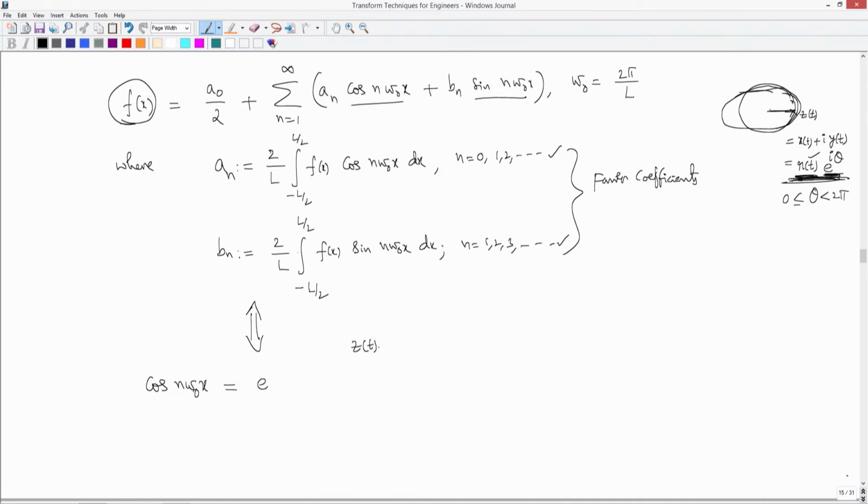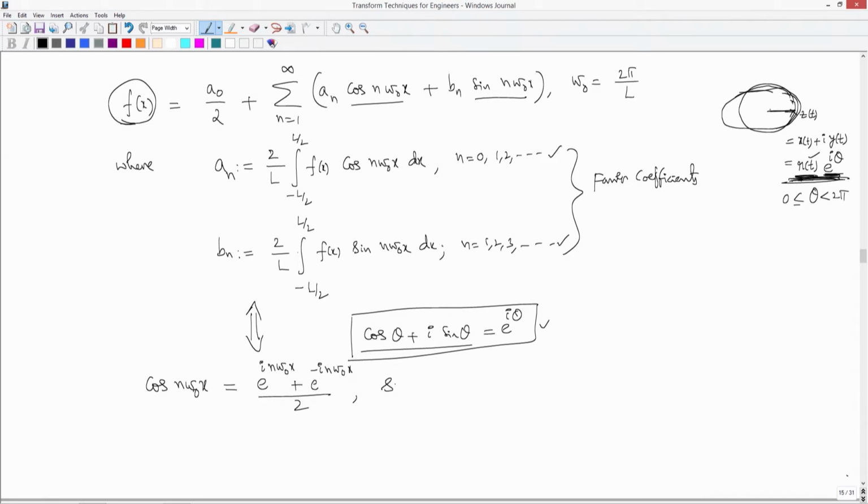Once you know z of t is cos theta plus i sin theta as e power i theta, this is the Euler representation of the complex number. If you use this exponential, cosine is the sum of e power i n omega naught x plus e power minus i n omega naught x, divided by 2. And sin n omega naught x you can write as e power i n omega naught x minus e power minus i n omega naught x, divided by 2i.